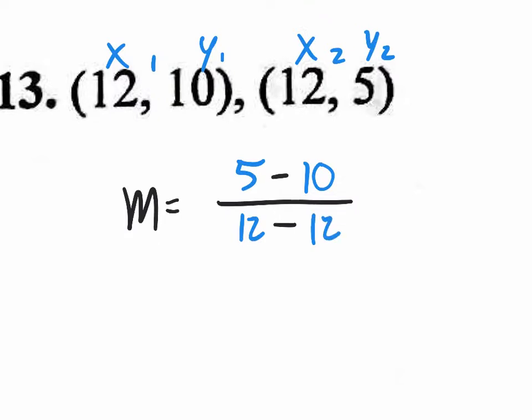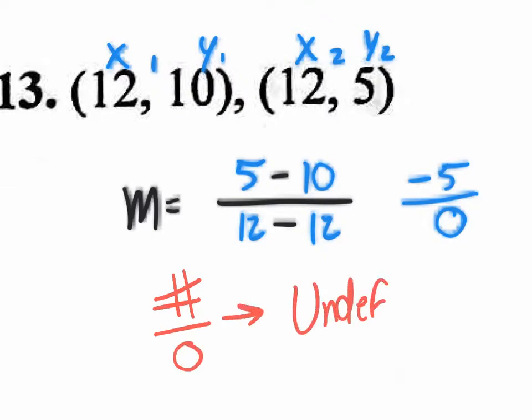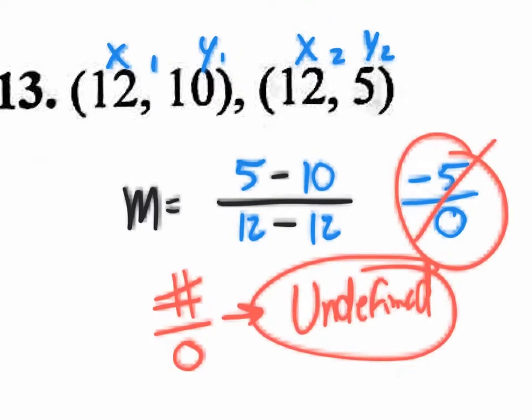5 take away 10, negative 5. 12 take away 12, 0. When 0 is underneath, it's undefined. Underneath, undefined. If 0 is on top, the answer is 0. If you actually take a calculator and put negative 5 divided by 0, it's going to say error. Any number divided by 0, you have to write undefined. I don't want you to leave it like this. I actually want you to write undefined, so don't leave it like that.